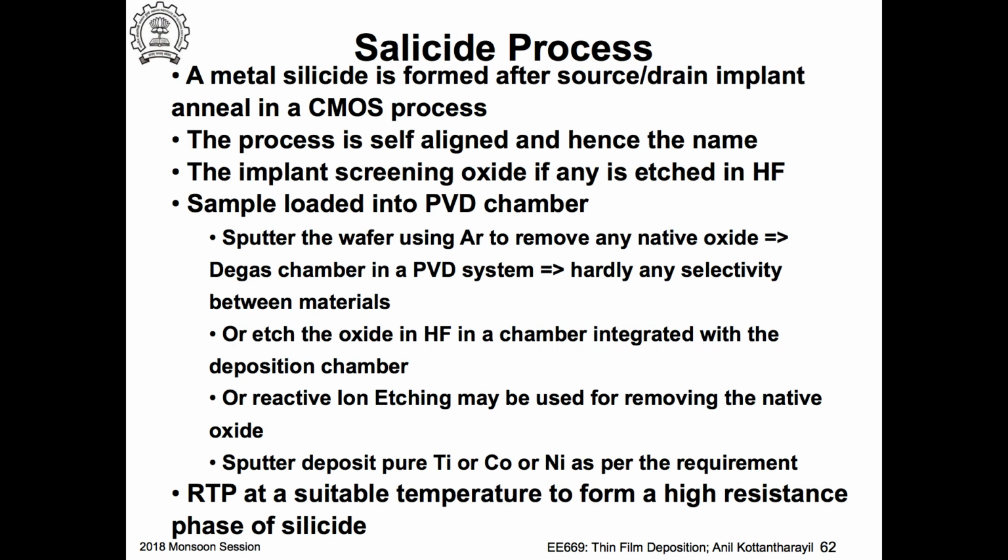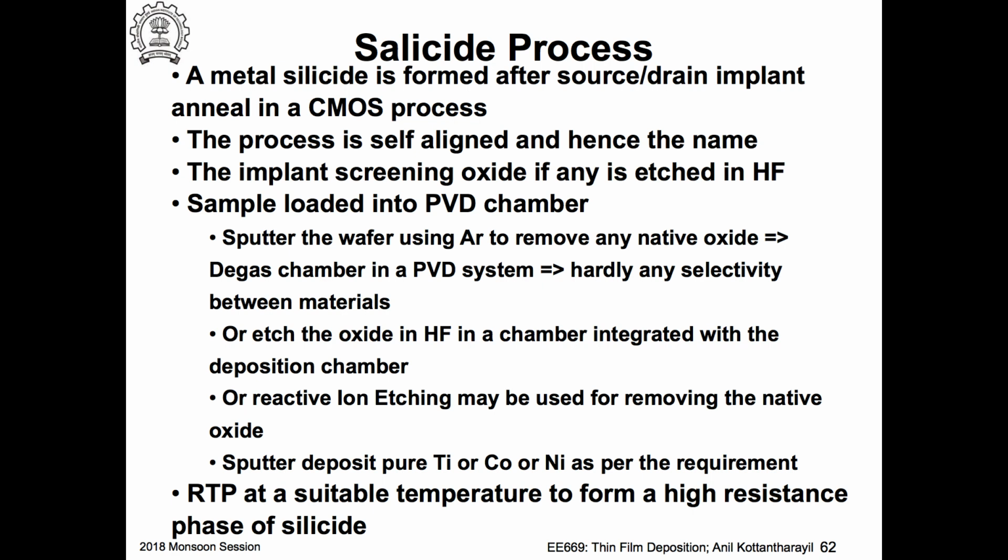But this process is a self-aligned silicide process, which means that the process by itself is self-aligned. I don't have to worry about an external alignment mechanism to give me an alignment. So what has been done is that you actually make the source and drain. The process is self-aligned and the name comes from there. You have to react a metal with silicon. That is the idea.